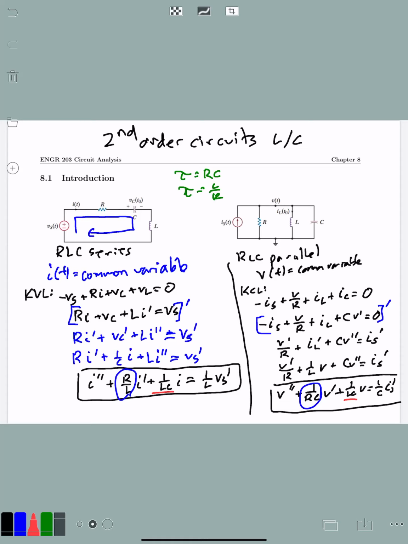Okay, and so one last thing to point out is everything in chapter 8, we are going to be dealing with DC inputs, and if you have that, what's really great is then the derivative of it is going to be 0. So all of these are going to have a 0 on the right hand side. They're going to be what are called homogeneous differential equations. So it's really convenient there. Anyway, so now that we have the two standard differential equations, we're going to go ahead and start looking at how we solve these differential equations, and then we'll do some examples.